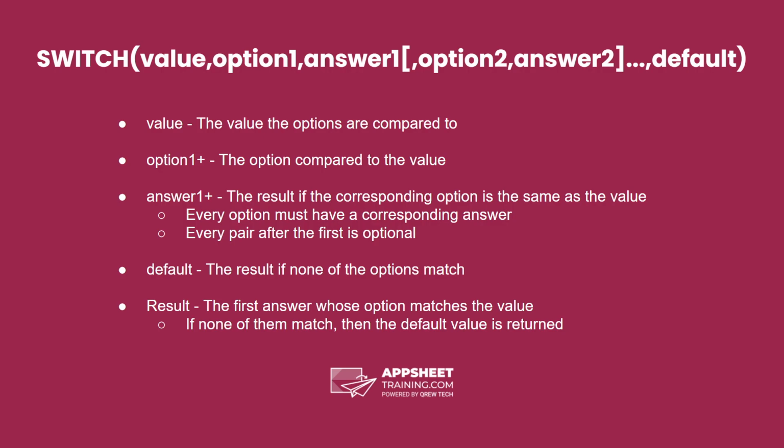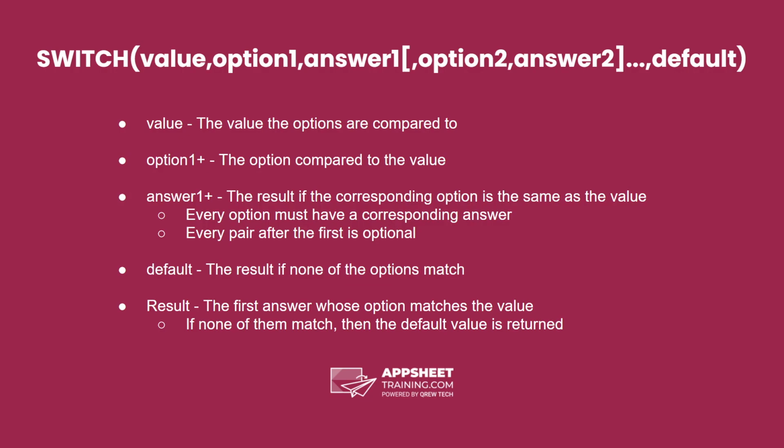Each option must have a corresponding answer, and each pair after the first is optional, meaning you can have just 1 option and answer, 2 option and answers, 3 option and answers, or as many as you want.